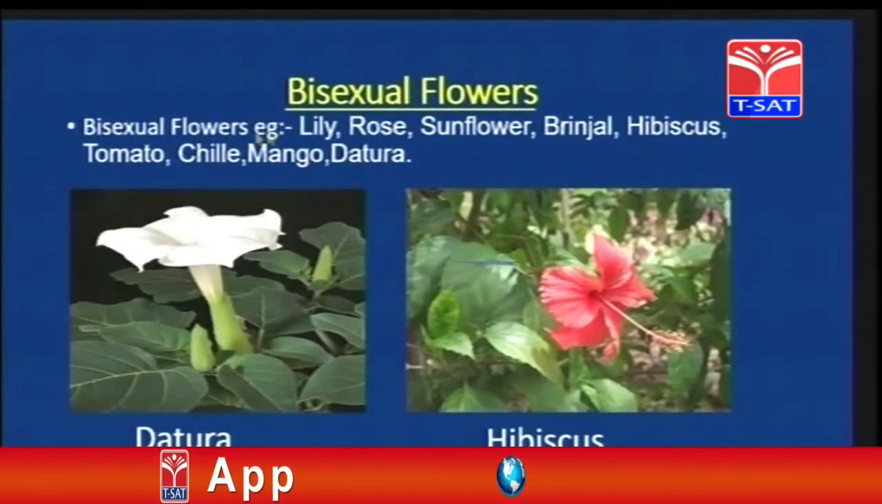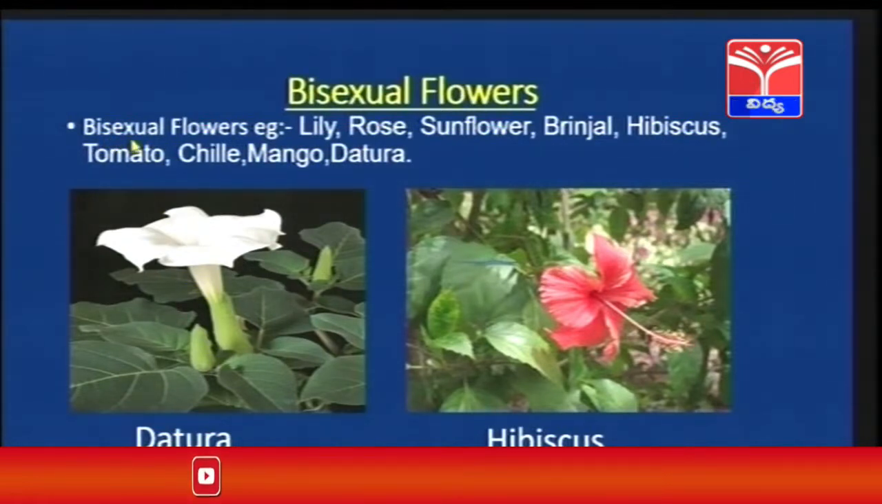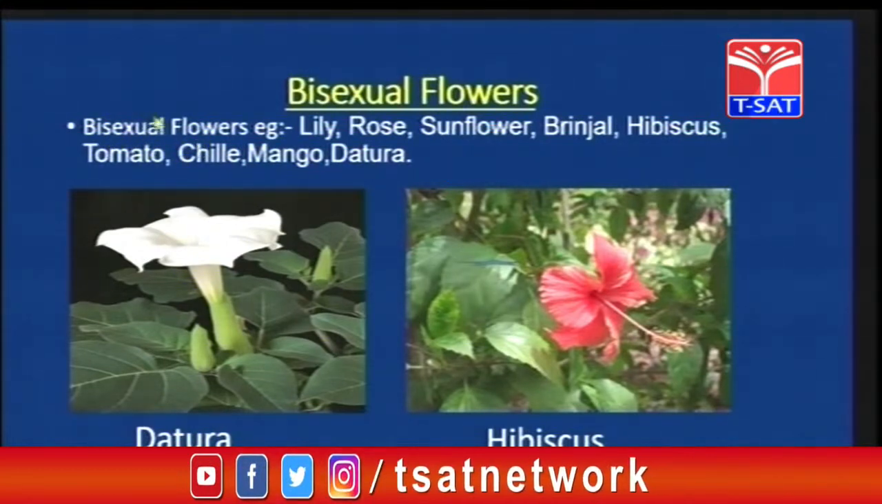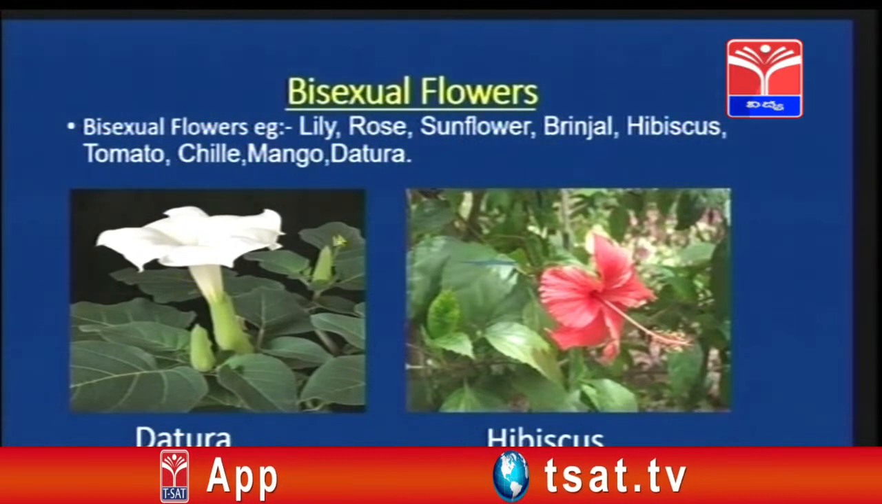Bisexual flowers, and the name here indicates bisexual. That means two parts, that is the stamens and carpels, both are present in the flower. So this is called as bisexual flower. The examples of bisexual flower are lily, rose, sunflower, brinjal, etc.